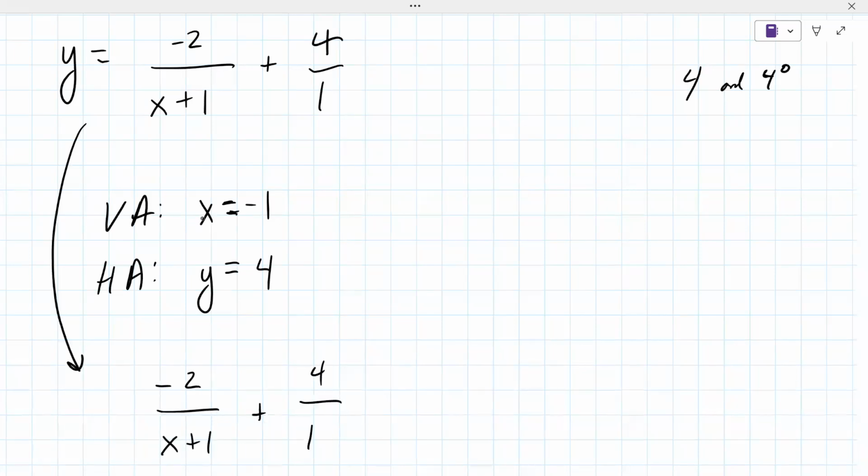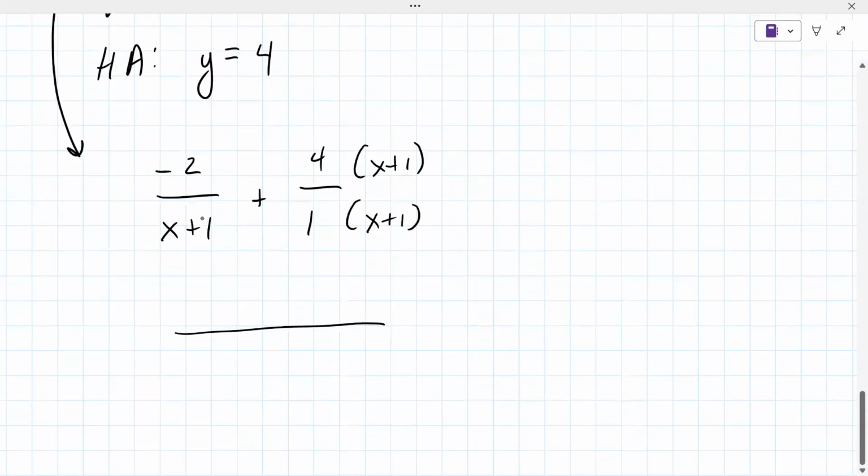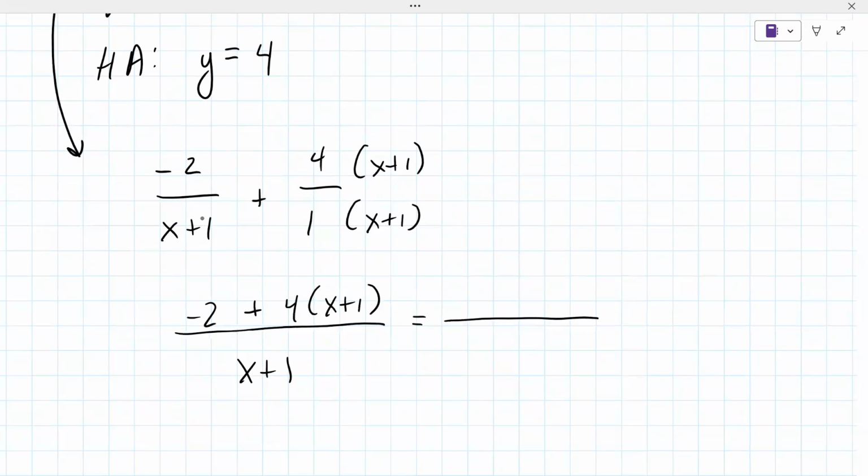You're going to multiply the top and the bottom by x plus 1. And at some point, you'll just say, okay, I know the bottom is x plus 1. So let me write this as -2 plus 4 times x plus 1. I would like you to fully simplify the top, please.